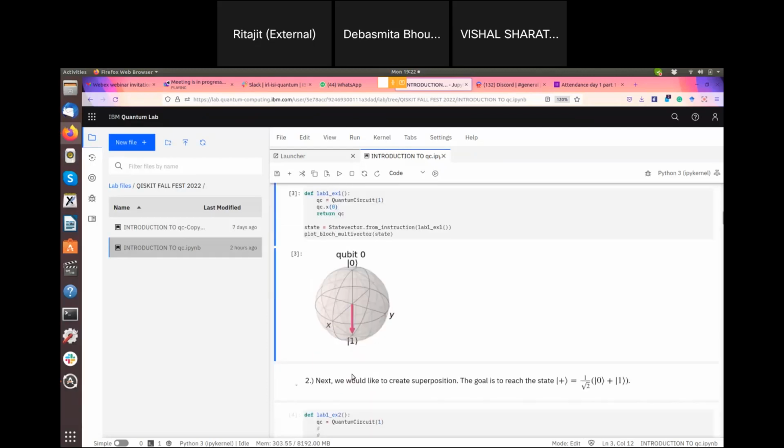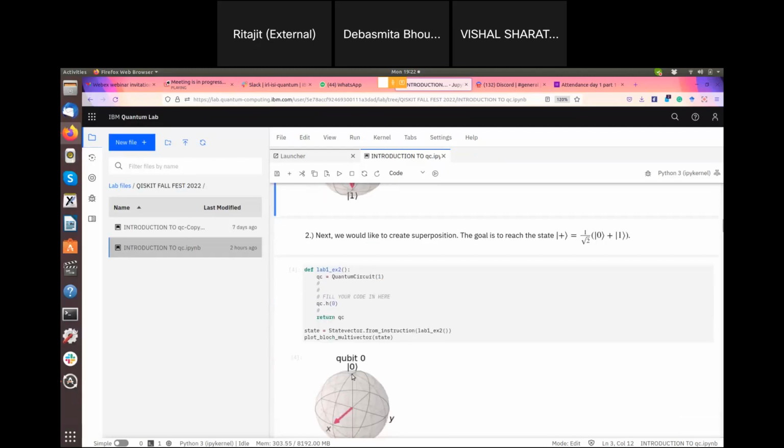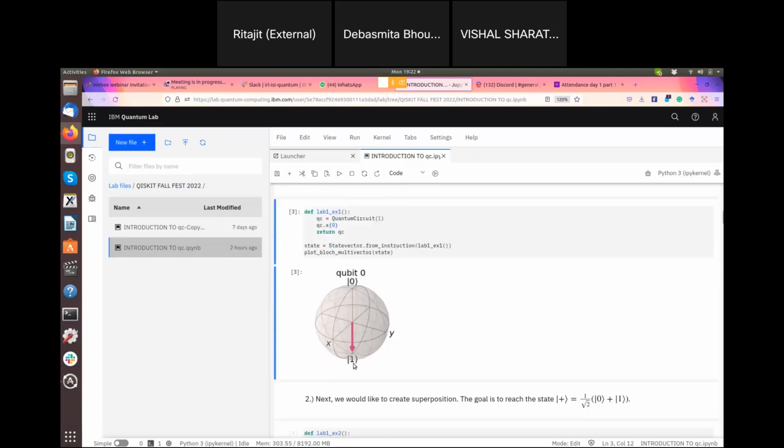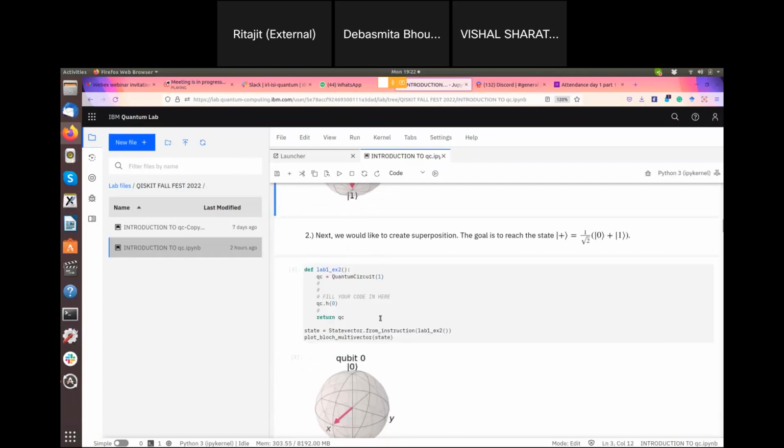Now we'd like to create a superposition. You have all learned about superposition. That is, these qubits are either 0 or 1. Now we would like to see the power of quantum computer, that is superposition of 0 and 1. So you have seen this state, the plus state, which is an equal superposition of 0 and 1. That is, with 50% probability it can be 0, with 50% probability it can be 1 if you measure this.